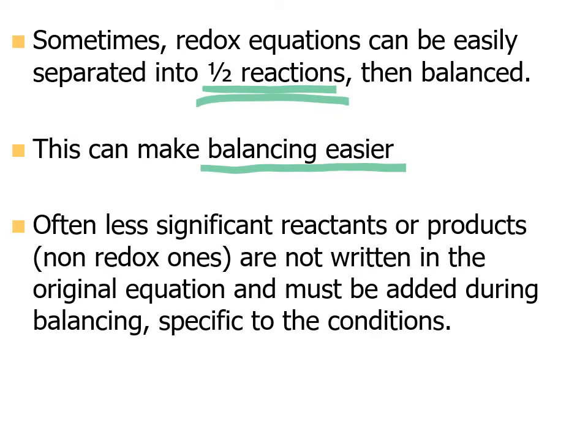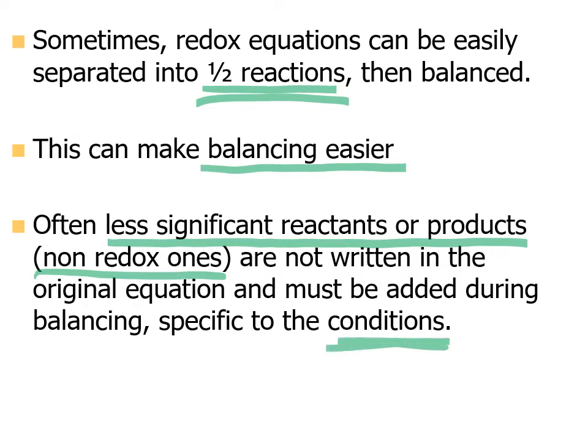The other thing is that often a redox equation that's unbalanced may be given to you with less significant reactants or products not included, which you're going to have to add in order to end up with the complete chemical reaction. So these non-redox species, things like water, or we'll see hydrogen ions or hydroxide ions, you're going to have to add into the equation on the correct side in order to get to a balanced equation. To do this, we have to look at what conditions the reaction is happening under, and then we can add in those species and get a balanced equation.